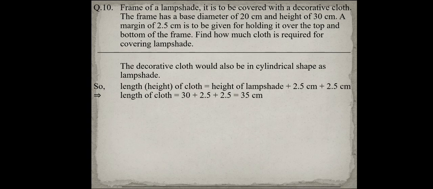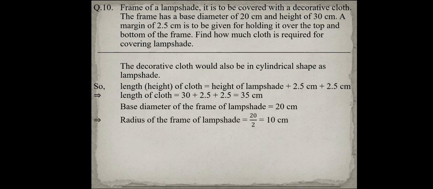So here total length of the cloth is 30 plus 2.5 plus 2.5 is equal to 35 centimeter. Now, base diameter of the frame of the lampshade, that is here 20 centimeter. It means radius of the lampshade is 20 upon 2, 10 centimeter. Now you need to find out here only curved surface area. So curved surface area, that is equal to area of that decorative cloth.